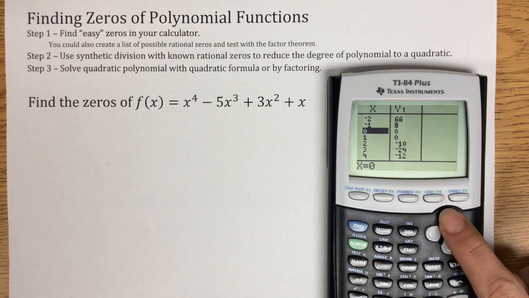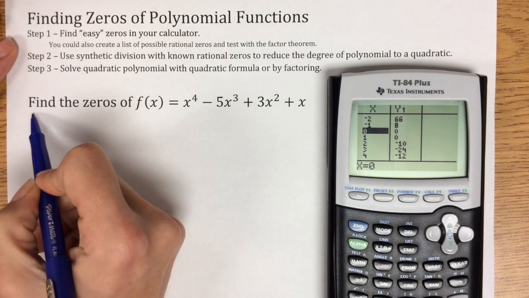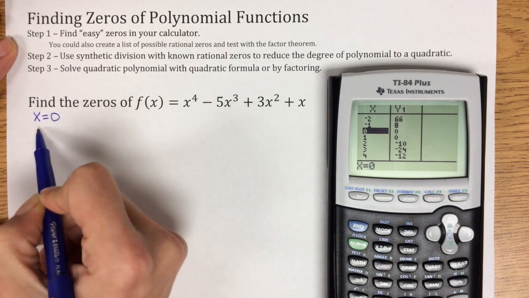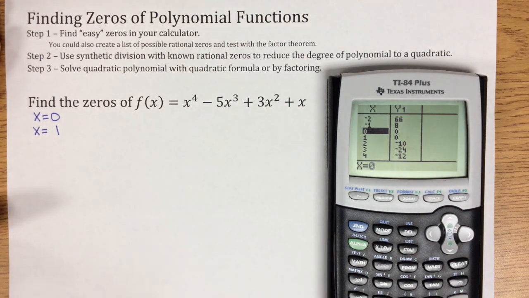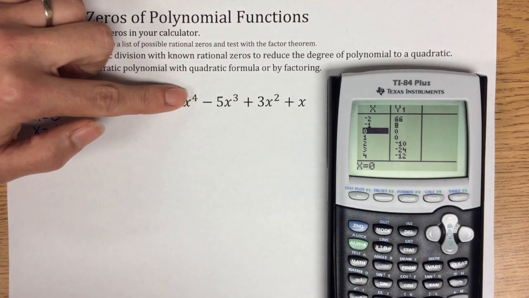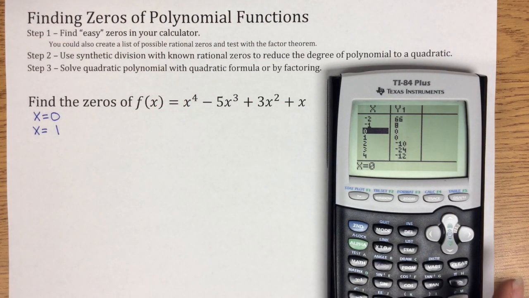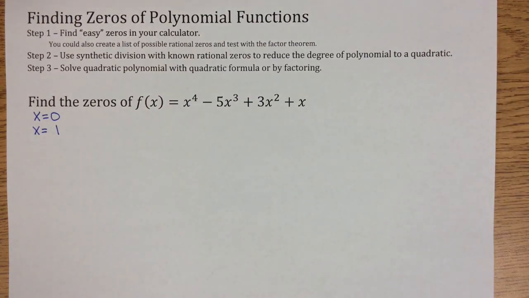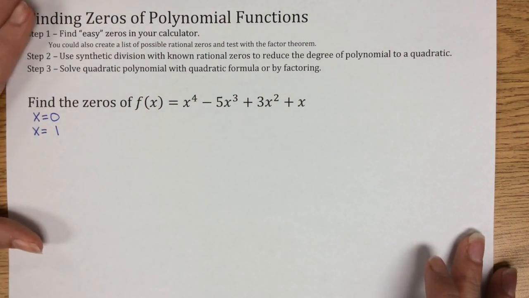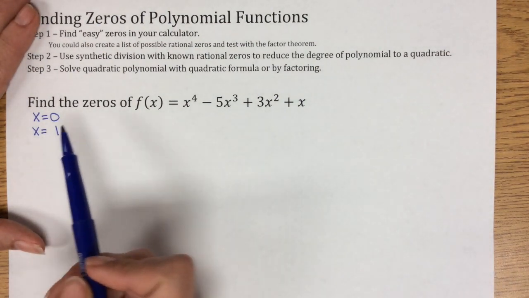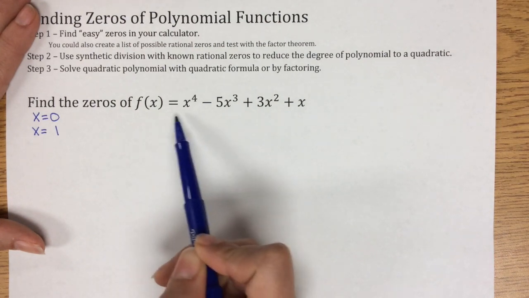So I'm going to write down the easy zeros. So the easy zeros are x equals 0 and x equals 1. And it looks like that's all I can find, but all I need is 2 to bring this down to a quadratic. Remember, every time we do synthetic division, we're going to bring it down by 1 degree. So let's start doing synthetic division, and we can use 0, but we really don't need to.